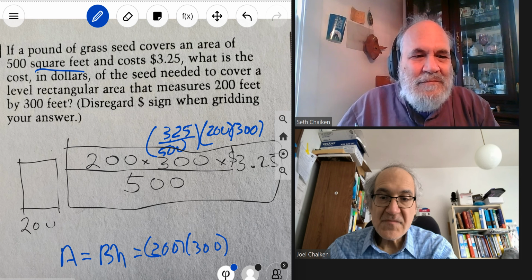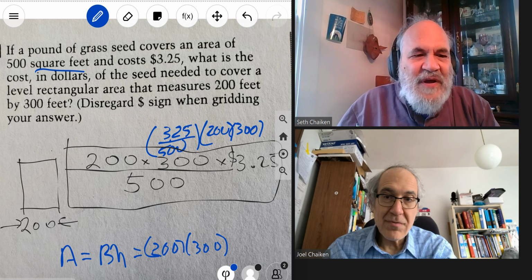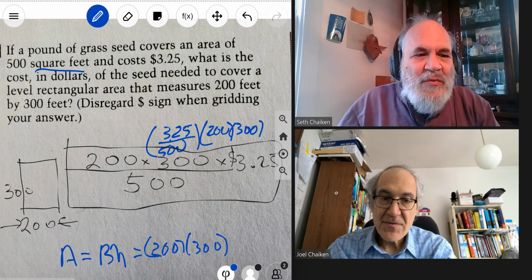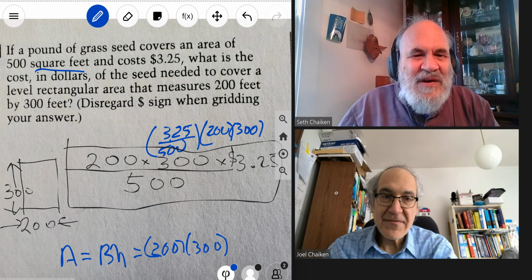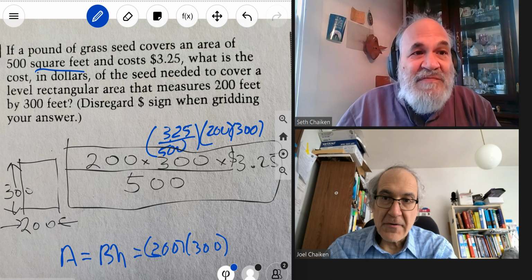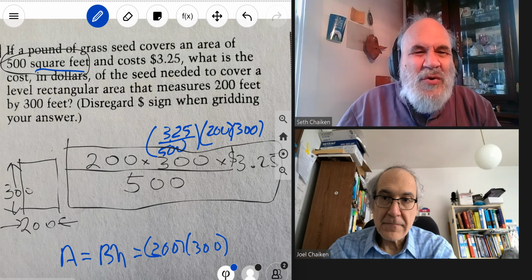So the units here, Seth and I did not put the units in. They're all feet or square feet. Well, we did look at, hey, did they change the units? That's an important consideration. And the rate, the dollars per unit, was given in units of 500 square feet. Right.